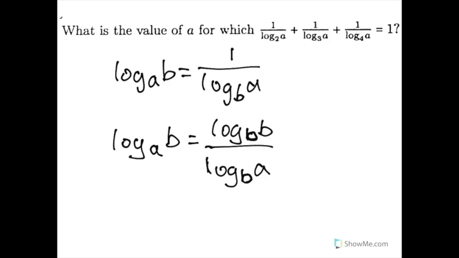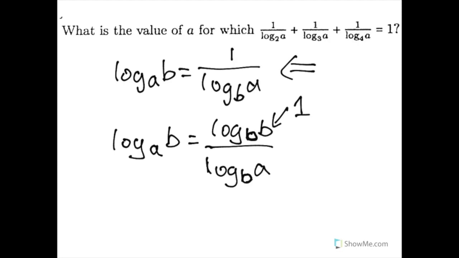And then we see that the numerator, log base B of B, is simply equal to 1, because log base any number of itself is equal to 1. Therefore, we have shown that log base A of B is equal to 1 over log base B of A.